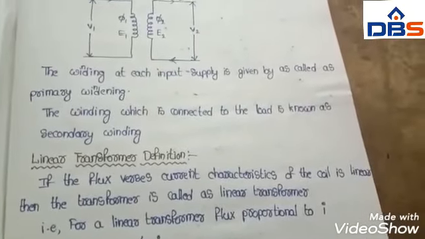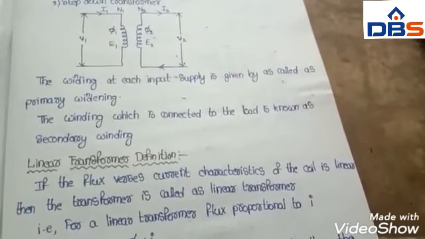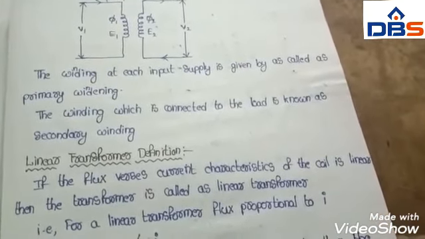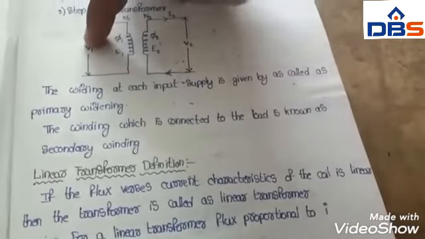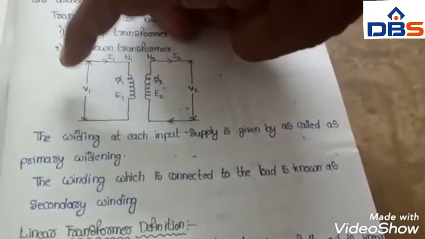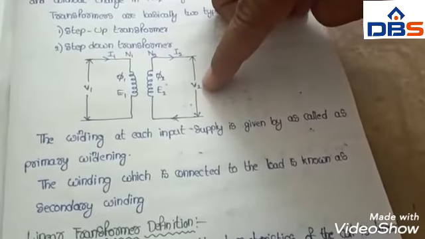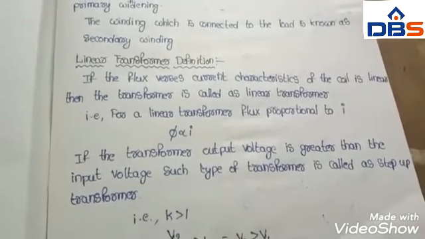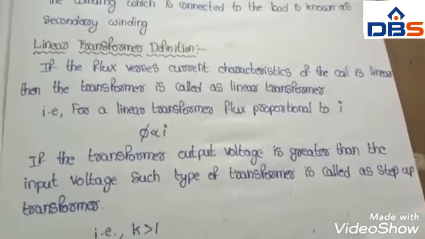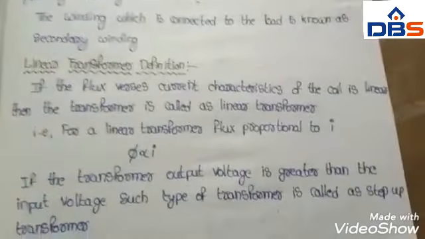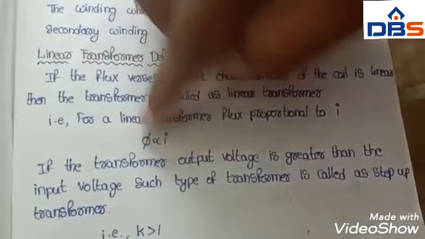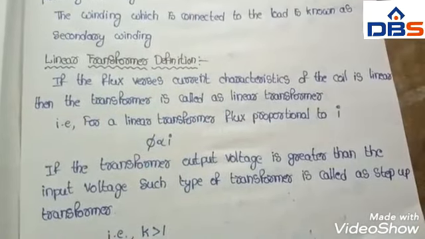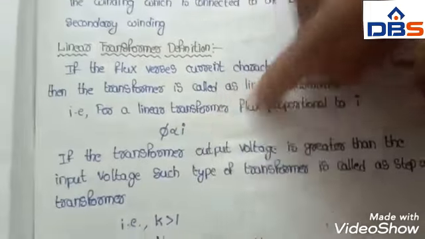The winding which is connected to the input supply end is called the primary winding, and the winding which is connected to the load end is known as the secondary winding. What is the definition of a linear transformer? The flux is directly proportional to the current, so flux and current have a linear relationship, and this is nothing but a linear transformer. In a linear transformer, flux is always directly proportional to the current.